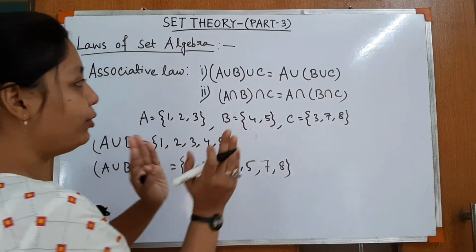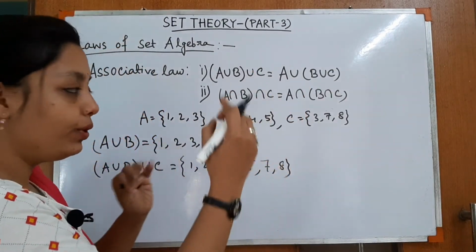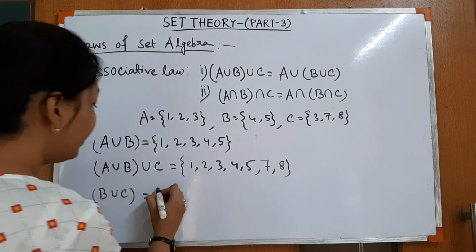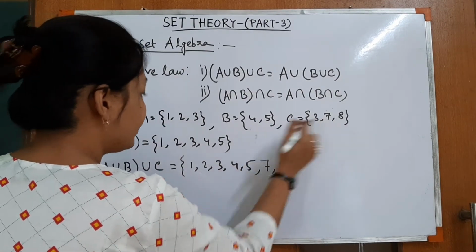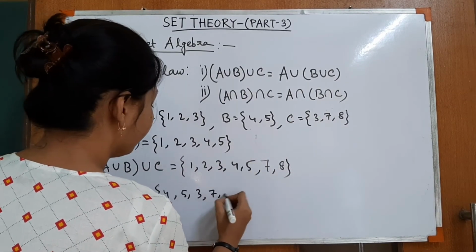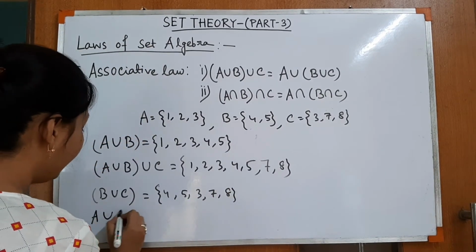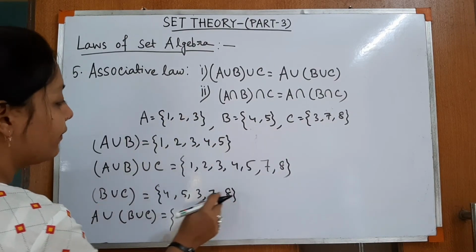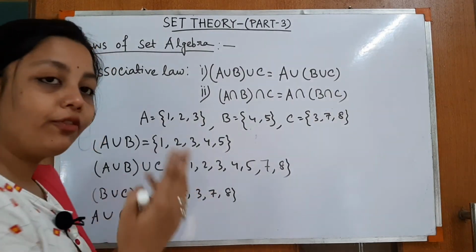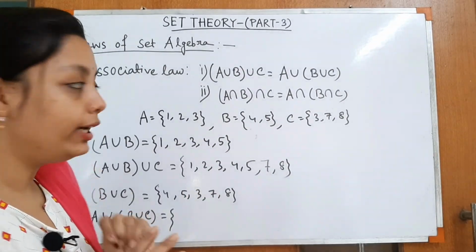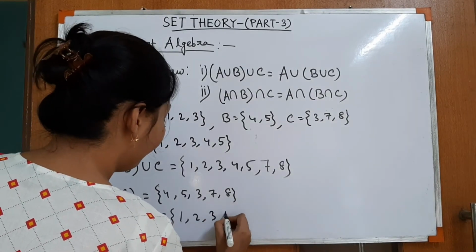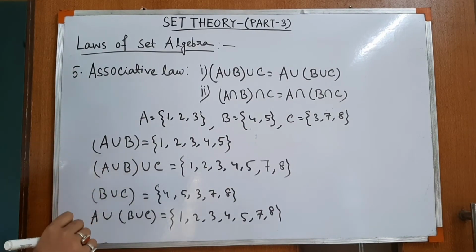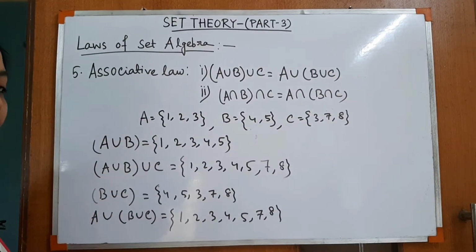Okay. Next we have to find the other grouping, A union B union C. First, we find B union C. B union C gets 4, 5, 3, 7, 8. And also A union B union C gets 1, 2, 3, 4, 5, 3, 7, 8. Here 3 is repeated 2 times, so we only place 3 one time and we get 1, 2, 3, 4, 5, 7 and 8, which is equal to A union B union C. So it satisfies the associative law. Okay.